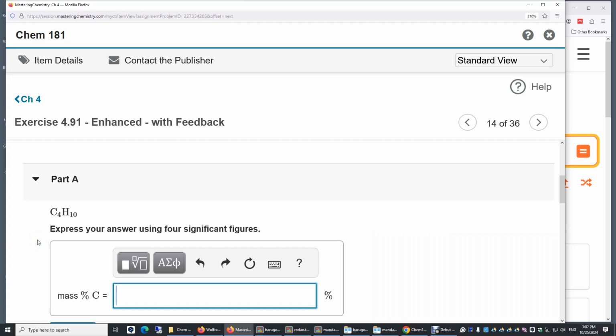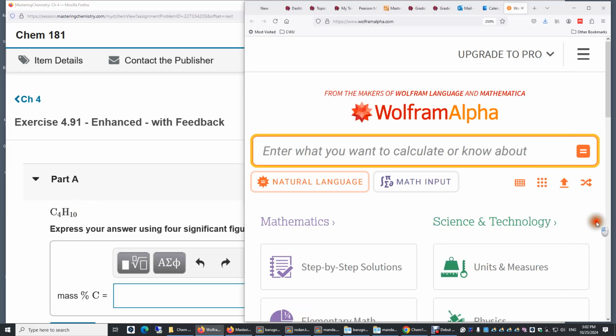Chapter 4, Exercise 4.91. For C4H10, what's the mass percentage of carbon? When we tackle this kind of problem, it's easier to assume we have 1 mole of such molecules. And then in this 1 mole of C4H10, we have 4 moles of carbon, that's 48 grams, and 10 moles of hydrogen atoms, that's 10 grams. And then it's pretty easy.